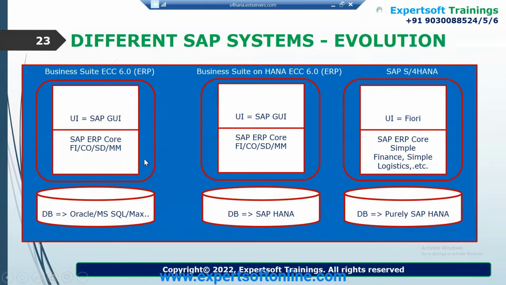Now this is what I was telling you, the Business Suite on HANA and S4HANA. So this is the slide. I missed that this slide was there. When you are working in ECC 6, there was SAP GUI and there was a database, and you only used to use GUI here. The UI was SAP GUI. There was no different GUI you were using. When you go to Suite on HANA, only your database changes. The top system remains the same, and you access it using SAP GUI only.